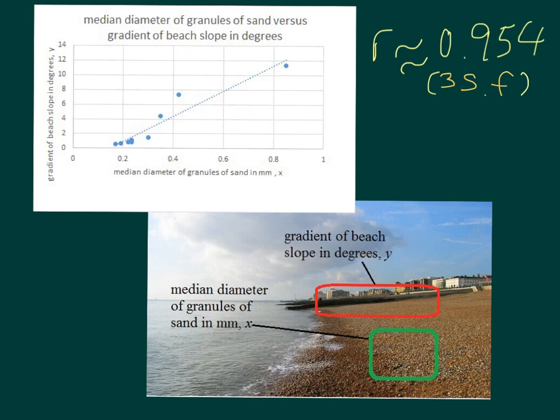The physical interpretation of this is that as the gradient of the beach becomes steeper, the waves that can reach the sand become less and they become weaker. So the sand gets less erosion. There's a direct relationship between the gradient of the beach and the median diameter of the granules. As the gradient of the beach becomes steeper, the median diameter of the granule becomes larger because the strength of the wave is weaker, therefore the sand has less erosion and is able to maintain its size to become larger.